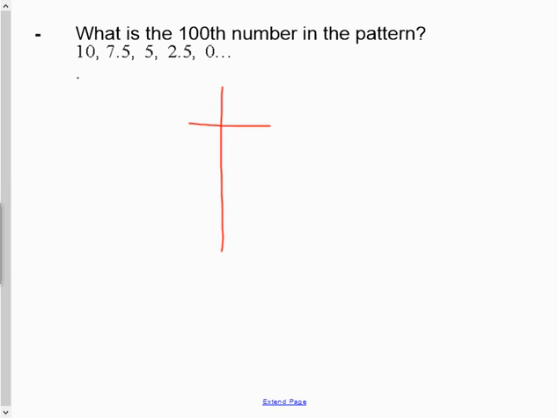So from experience, the first thing you have to make is a table of values. And some of you might have put x and y here. Now, you can put x and y if you want, but in grade 9, we learned that it's sometimes more useful to actually define the variables by what they represent. So we're going to put the number in the sequence and its value. So the first number has a value of 10. The second number has a value of 7.5. The third number is 5, and so on and so forth.